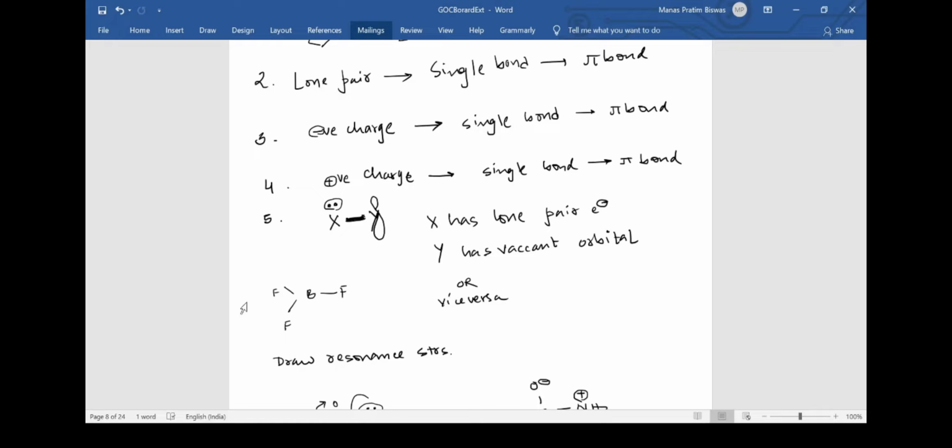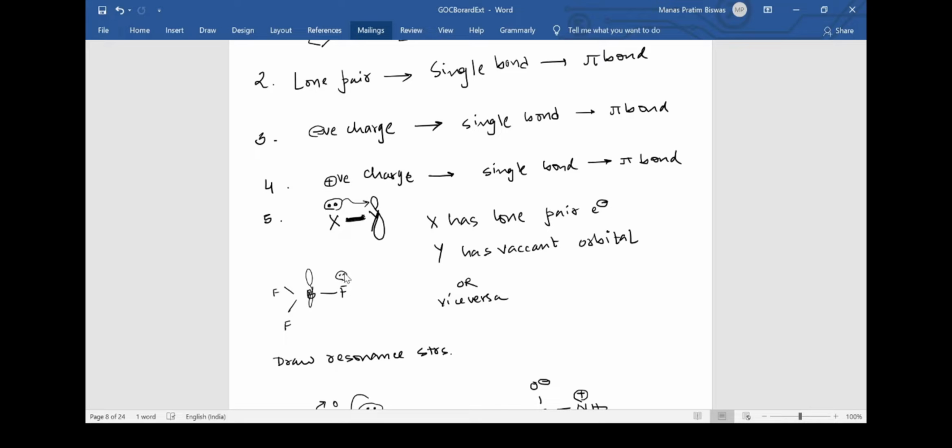What can happen in this place is that if this X has a lone pair and this Y has an empty orbital, then this lone pair can be shifted to this empty orbital, and then a double bond can be formed between them. A classic example of this is BF3, boron trifluoride. We all know that back bonding occurs here. We study this under the name of back bonding in chemical bonding, but it can be considered as a form of resonance. So boron is having this empty orbital and fluorine is having this lone pair.